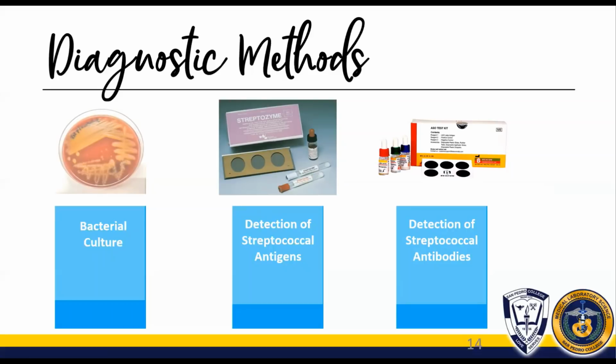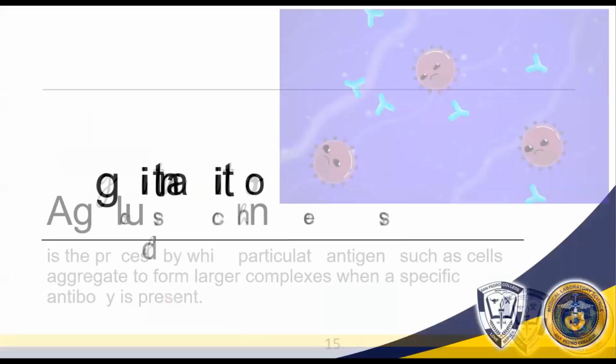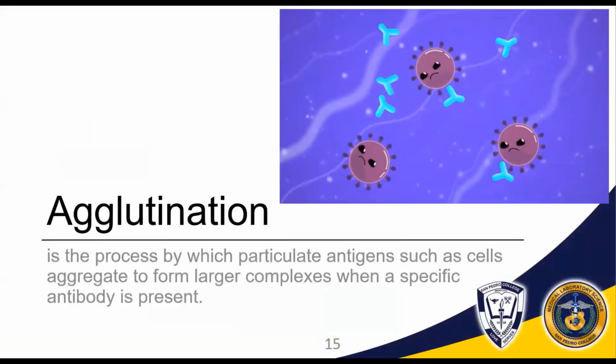But, we can surely detect the presence of streptococcal antibodies. So we can detect anti-streptolysin O, anti-DNase, anti-hyaluronidase, etc. No, we can detect those antibodies. Now, there are different methods in detecting streptococcal antibodies. And the most common method of detection is through agglutination reaction.